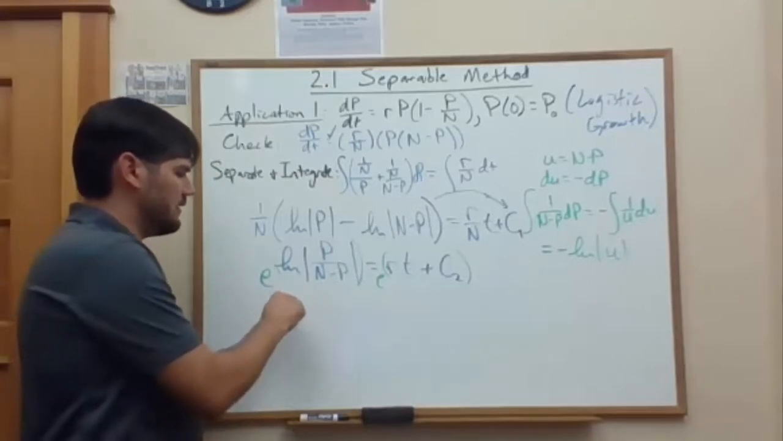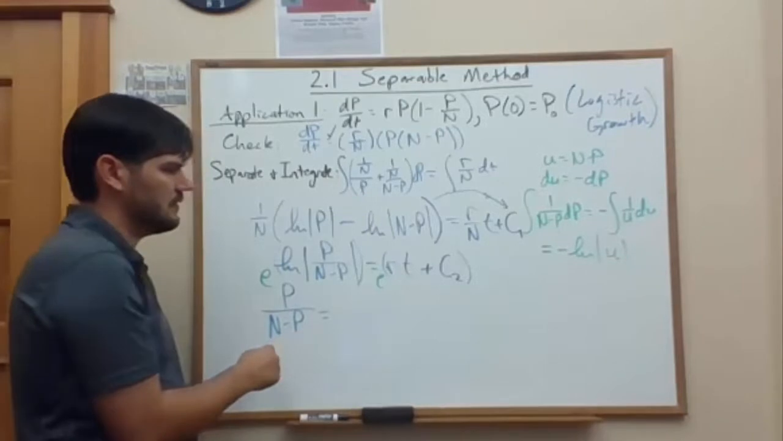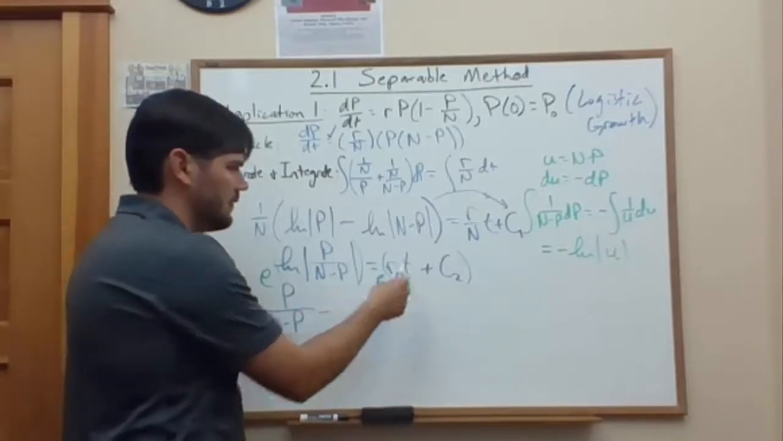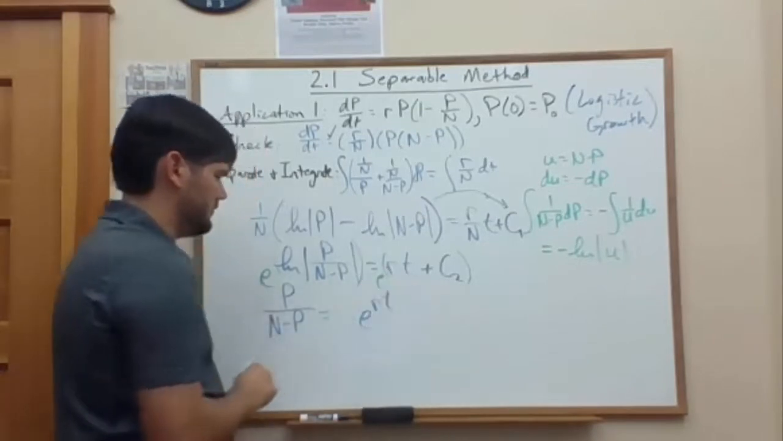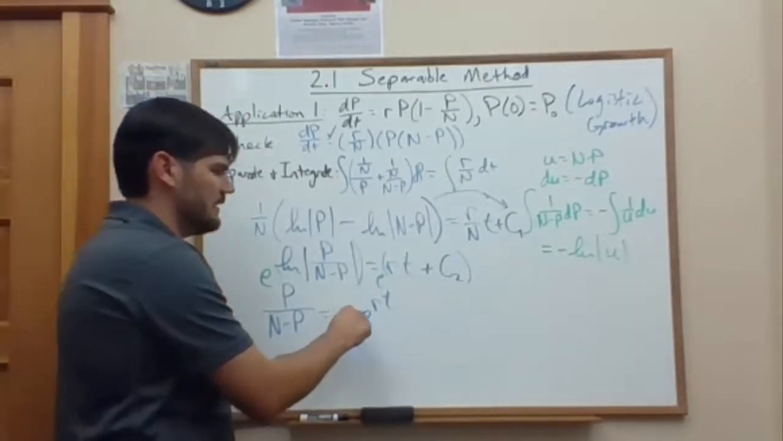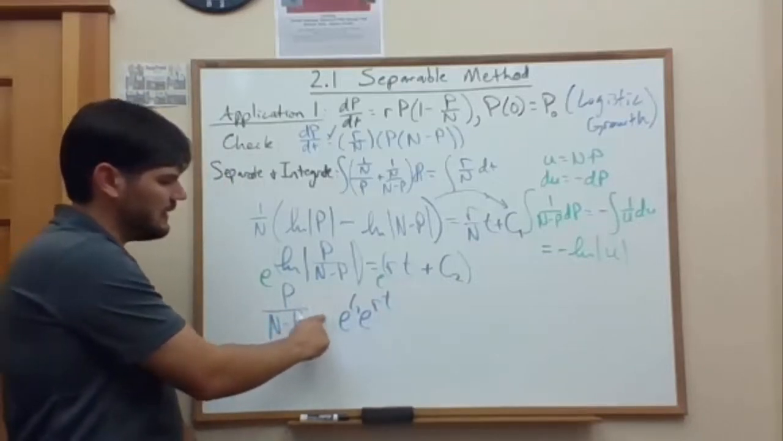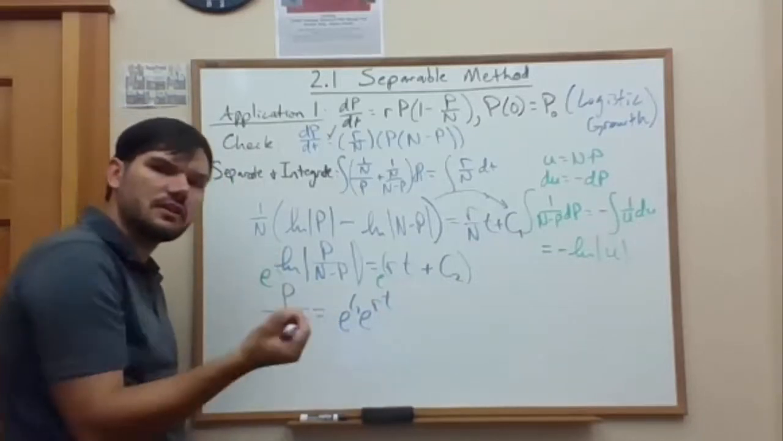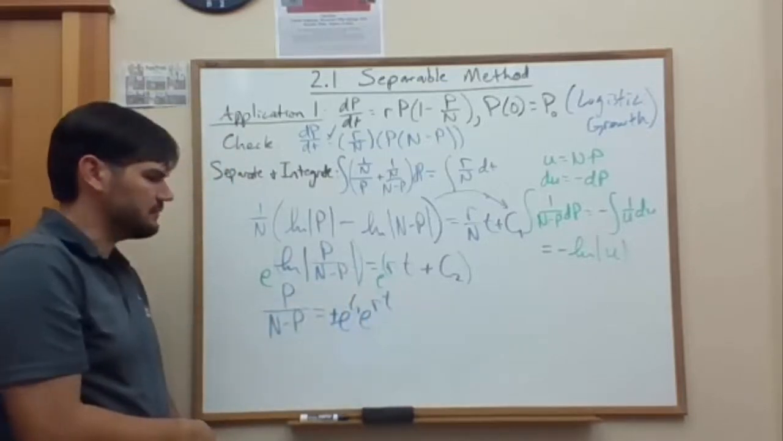That leaves us with P over N minus P equaling, I have an e to the rt, and I have an e to the c2. Notice I didn't write the absolute values here because I'm going to turn that uncertainty of absolute values into a plus and minus on the right-hand side.